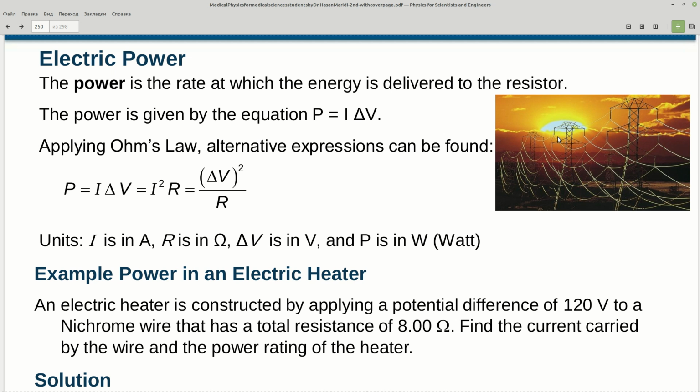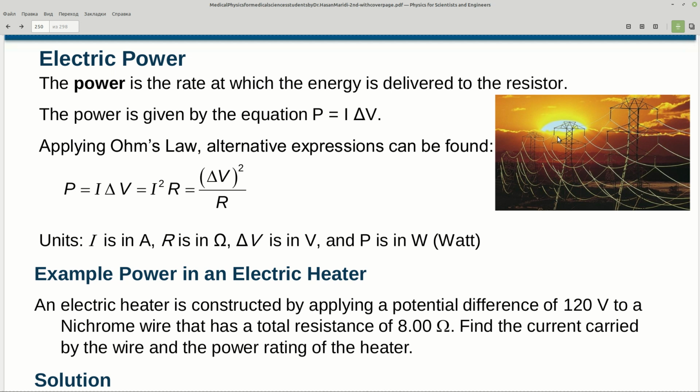Don't forget that the unit of current is the ampere, the unit of resistance is the ohm, the unit of potential difference is the volt, and the power will be in watts. Every label of an electrical device includes an explanation of what the electrical power of your device is. It is something like a feature of the device, of the equipment.